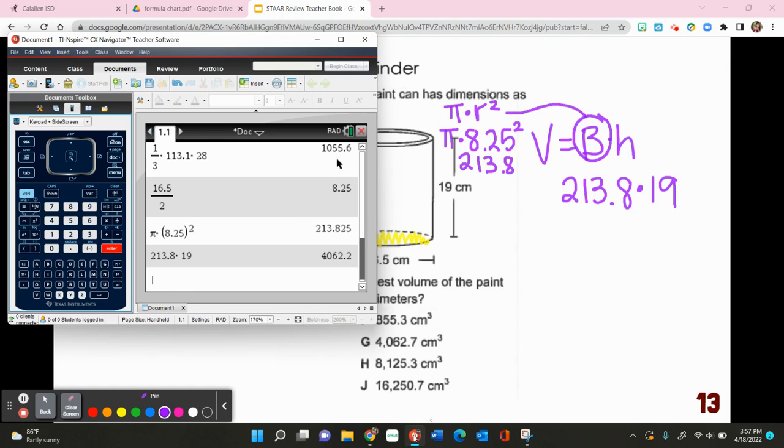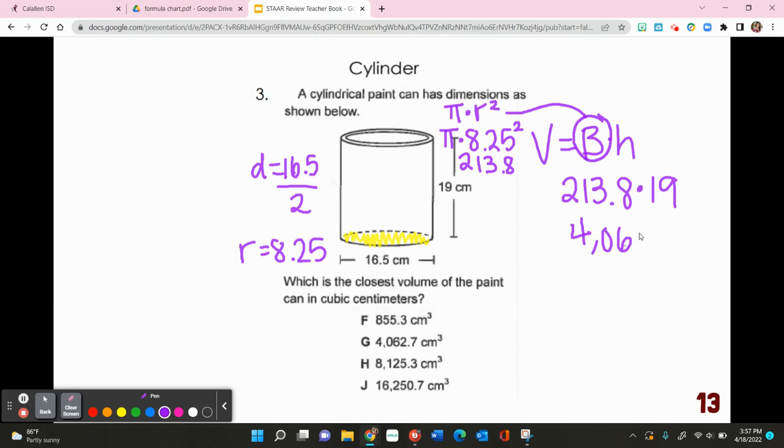213.8 times 19 is going to give us 4,062.2 centimeters cubed. And looking at your answer choices, the closest one is going to be G, 4,062.7 centimeters cubed. So that was finding volume of a cylinder.